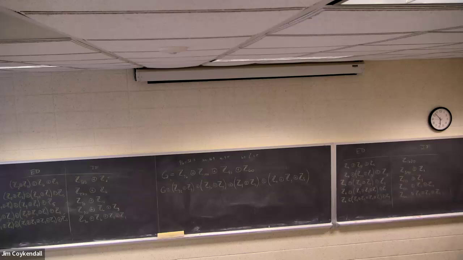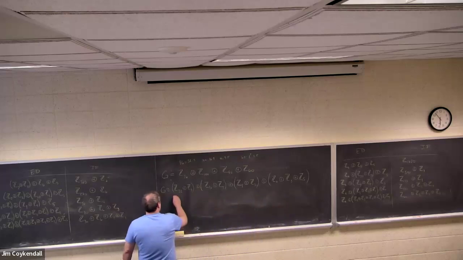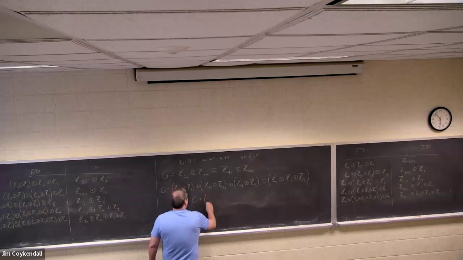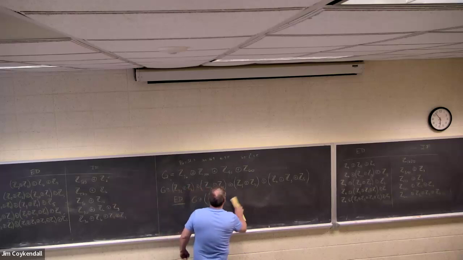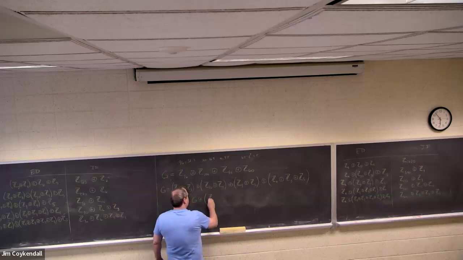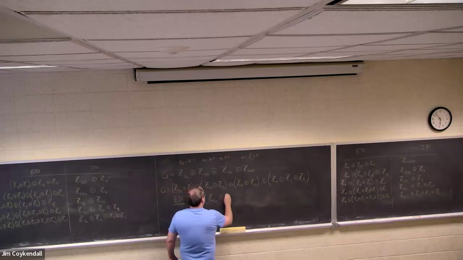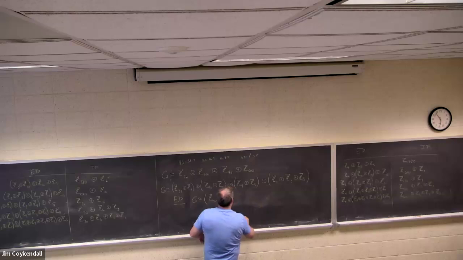Right. And in a certain sense, you can argue that this is already an elementary divisor form because I've got prime powers, but it's messy. And I'm going to put it in a better form here. I'm going to group this by primes. This is C32, direct sum C16, also direct sum C4.